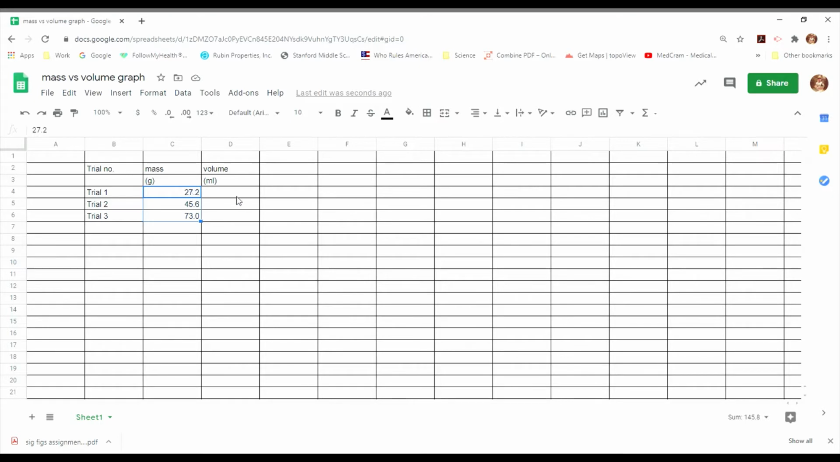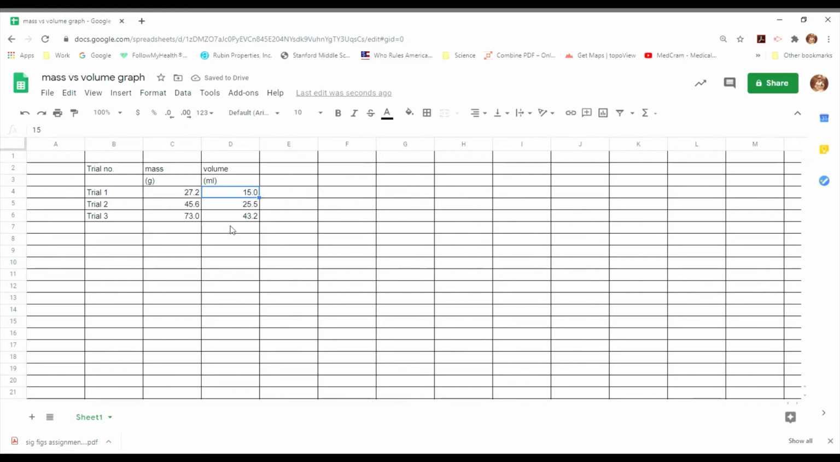Pardon me, because I'm used to doing it one way in Excel, and it's a little different on this one. The volumes were for trial 1 15.0, for trial 2 25.5, and for trial 3 was 43.2. Okay, so that's your data. And once again, I think you can do this even with just one. You can go ahead and increase the number of decimals. There you go. So this was the only one that needed to increase the decimals.